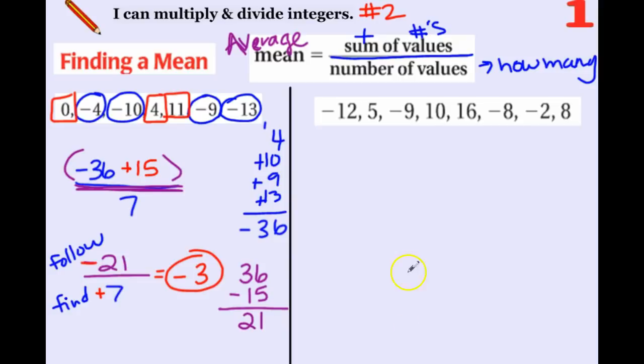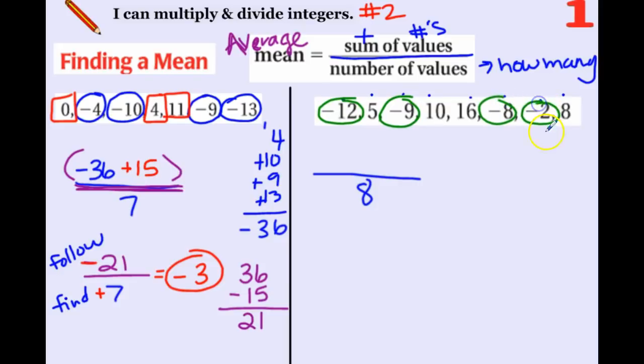Let's try the same thing on the next one. We're going to combine all of our numbers, and we're going to divide by how many do we have? Well, we have 1, 2, 3, 4, 5, 6, 7, 8. I like to put that in the denominator right away because some people forget. Some people would just tell me the answer is -21 over here and forget about dividing by 7. So I'm going to combine all my negatives first. So same sign, add and keep.